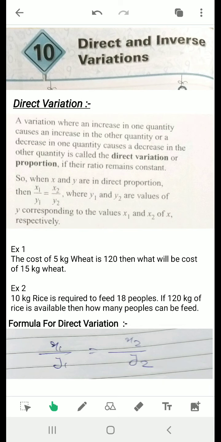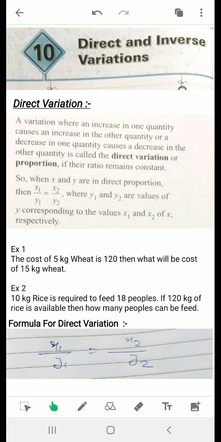in the same ratio. Okay, either if one value increases, the other value also increases. If one value is decreasing, the other quantity is also decreasing. In some cases, if one quantity is increasing but the other quantity is decreasing, but the ratio will remain the same, they are all called variation. ठीक है? Okay, so a variation where an increase in one quantity causes an increase in the other quantity, or a decrease in one quantity causes a decrease in the other quantity, is called direct variation or proportion.